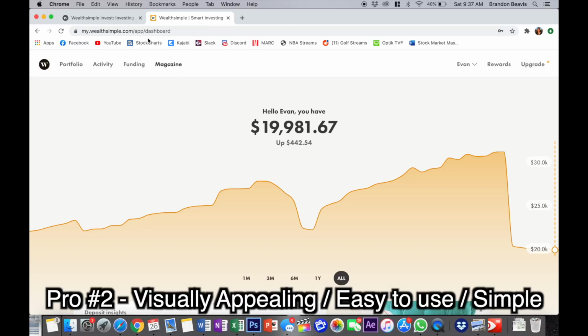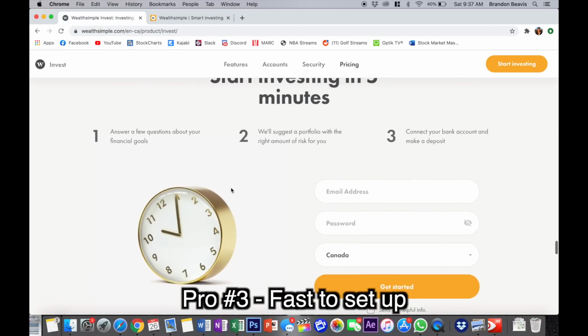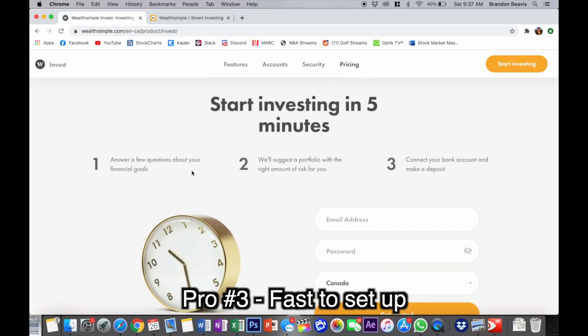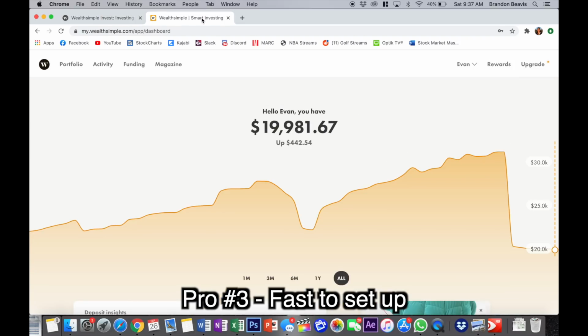Simple to use, and what I have here put is it's actually fast to set up. And if you look to this very bottom tab, start investing in 5 minutes. This is the process that we talked about. Answer a few questions, we'll suggest a portfolio, you connect your bank account and make a deposit. You can really get set up very, very quickly. You don't have to think about this onerous process of getting more and more time-consuming stuff. It's just, hey, let's get it done.